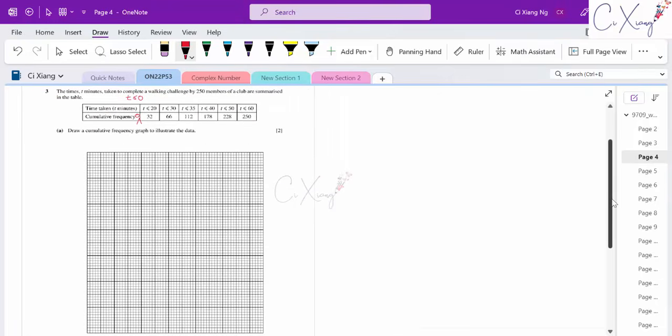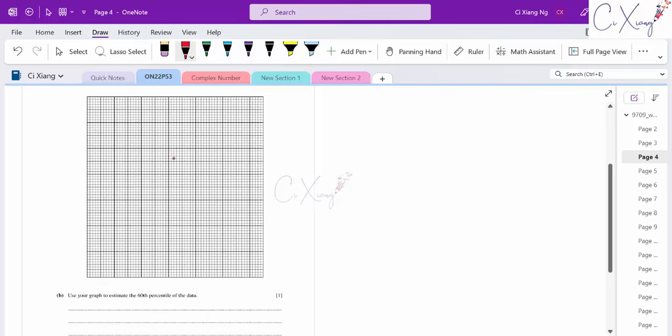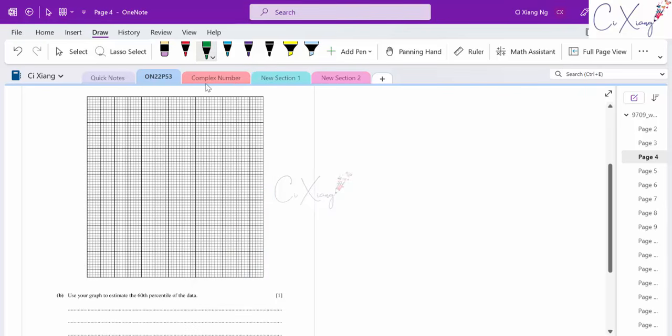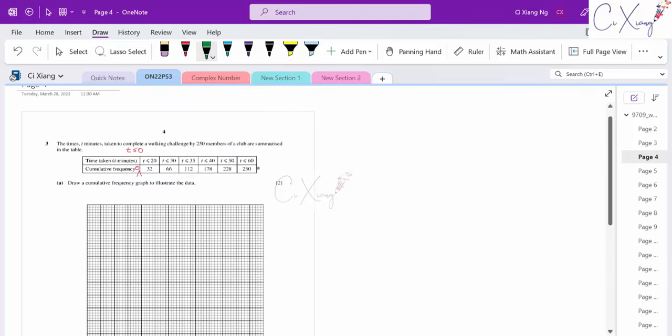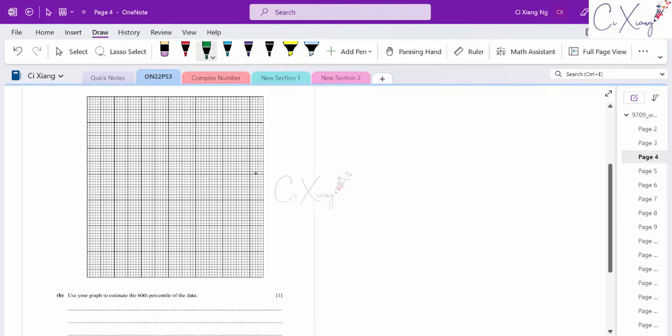First of all, of course, I have to decide the ratio for the x and also the y axis. What I am going to do is start the x-axis from 0 until 60, because you can see the largest value for t is 60. And for the y-axis, the largest value is 250. So according to the graph paper provided, I will start the graph here.